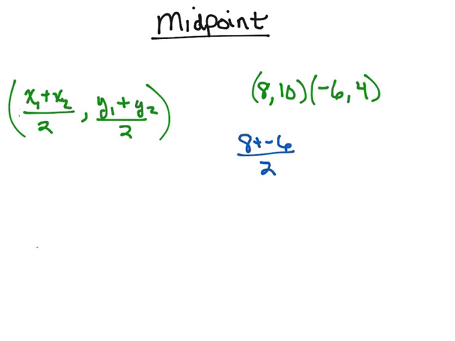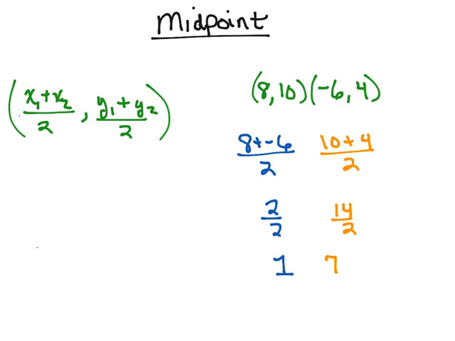So if I add 8 plus a negative 6, that gives me 2. And 2 divided by 2 would give me 1. So the x value is going to be 1. Now let's go ahead and do the same thing with the y values. We're going to take the 2 y values. The first y value is 10. We're going to add the second y value, which is 4, and then we'll divide it by 2. So let's see here, 10 plus 4 is 14. 14 divided by 2 would be 7.